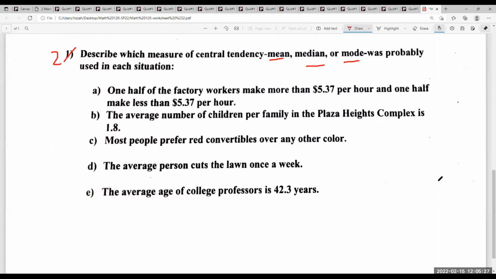The first one is: 1/2 of the factory workers make more than $5.37 per hour, and 1/2 make less than $5.37 per hour. Which measure of center are you talking about here? Can be used mean, median, or the mode? We have a population of the workers in the factory and we compare the, okay, Jordan, you're right. Anybody else?